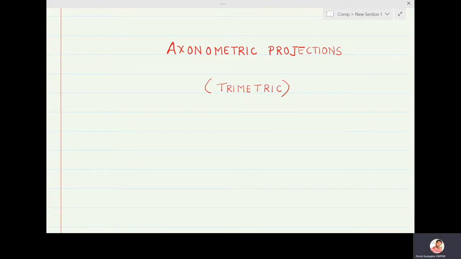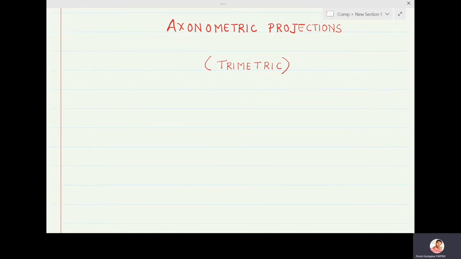So in this lecture, we are going to study axonometric projections. In particular, I'm going to study trimetric projections in this particular lecture. Sometimes considering a single orthographic projection, like top view, right view, left view, etc., does not give us a complete idea of the shape of the object. So let me again write down the important words here.